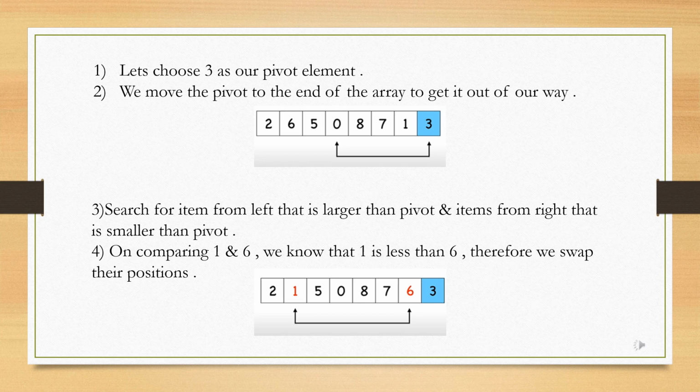Choose a pivot element, let it be 3. Move this element to the extreme right of the array. Now we have to choose 2 items: an item from the left being larger than the pivot element, and an item from the right being smaller than the pivot element. In this array, starting with the procedure, 6 is the item from left and 1 is the item from right. Now we will swap their elements.